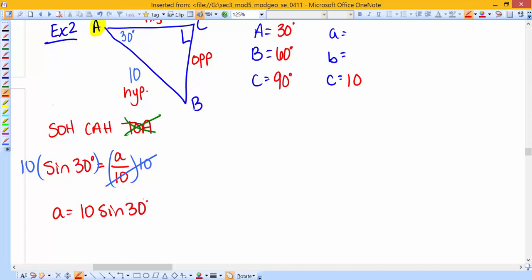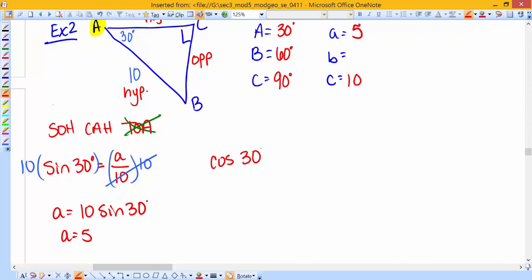So in my calculator, I'm going to just plug it in like that. 10 sine of 30. And I get a nice number of 5. So little a is 5. Now, because I did get a whole number, you could use the Pythagorean theorem. I'm not going to, though. I'm going to use cosine.